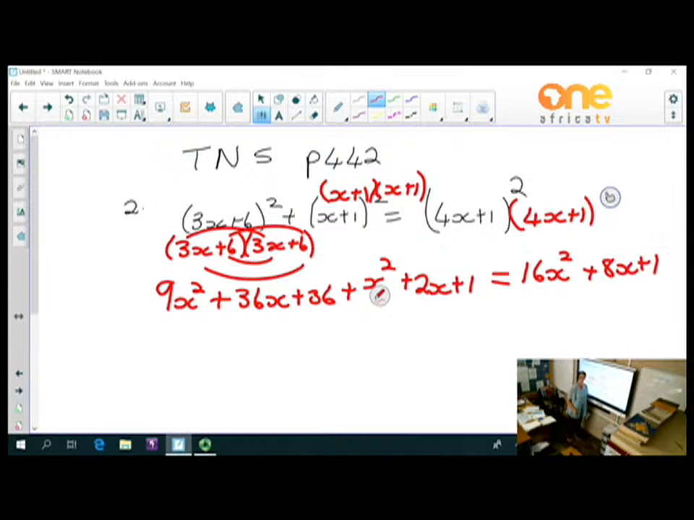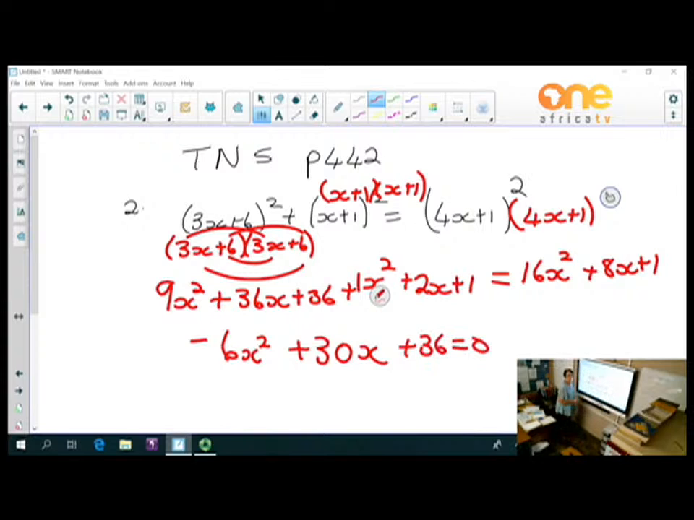So now we collect them all on the one side. So 9 plus this 1 is 10x². If I bring that one over, it's negative 6x². Here, 36 plus 2 is 38. If I bring this one over, change the sign, 38 minus 8 is then plus 30x. And here the 36 plus the 1 is 37, minus 1 is 36, is equal to 0.